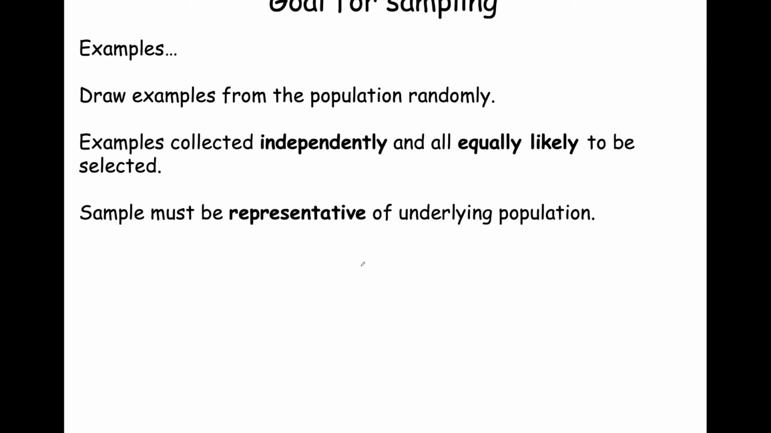Okay, so here's the goal for sampling. Let's say you draw examples from the population. You do this randomly. Examples are collected independently and also equally likely to be selected. That means the statistical definition of random, equally preferred, equally likely. There's no bias. The sample must also be representative of the underlying population. You can't just decide, for example, let's say there is a senior center and you decide to sample people who are hanging out outside the senior center. That's not going to be representative of your underlying population.